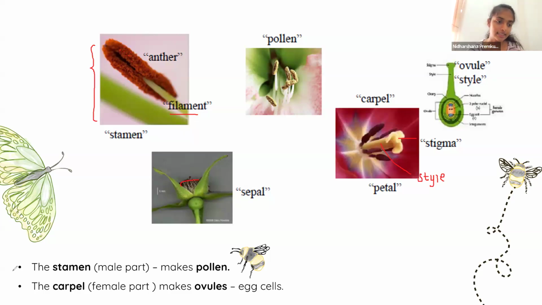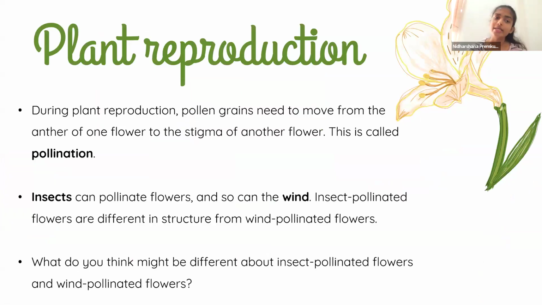And now, let's look at plant reproduction. During plant reproduction, the pollen grains need to move from the anther of one flower to the stigma of another flower. That's how it happens. So this process is called pollination. You might have heard this before as well. So pollination is basically where the pollen grains of one flower move to the stigma of another flower. That is how plant reproduction takes place.